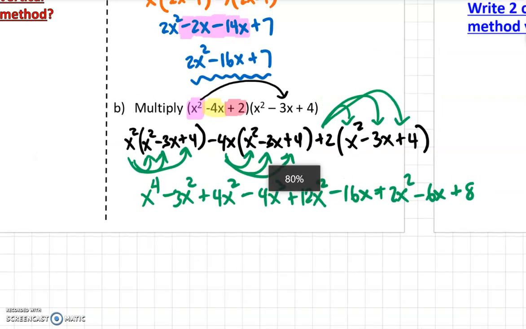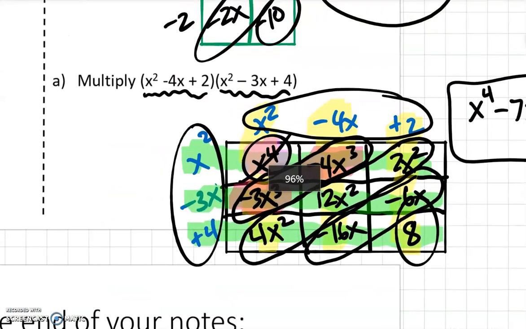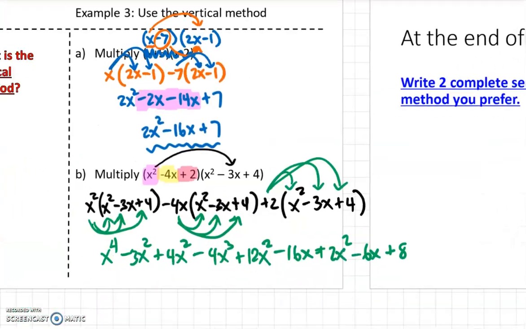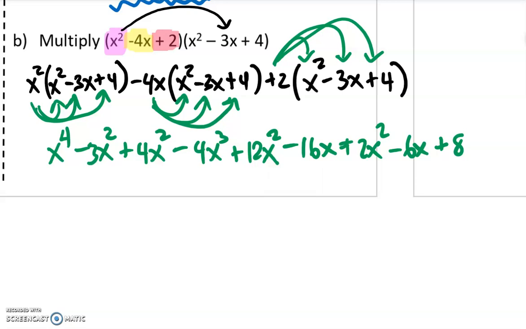So you can see the result of what we got there is the same result that we got in the last problem, right? We didn't change this problem. It's the same thing, it's just organized differently. So from here, it would be a really good idea, since we have a lot of terms here, to go ahead and highlight our like terms.